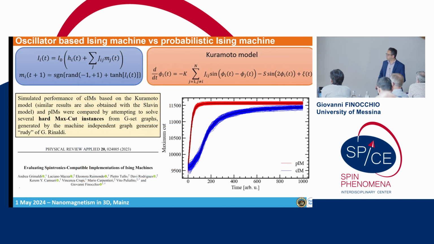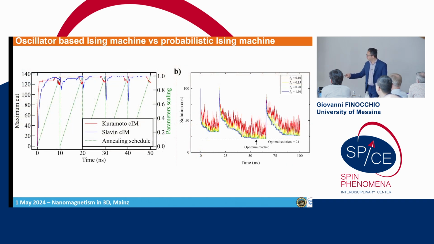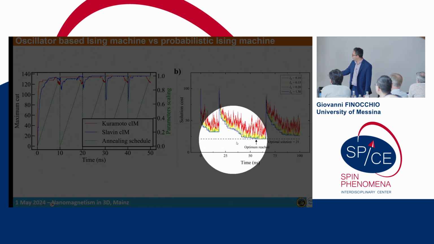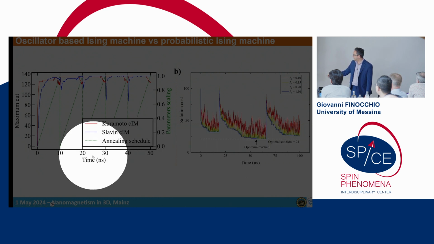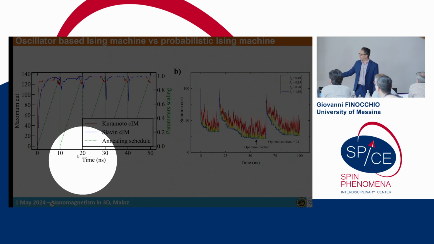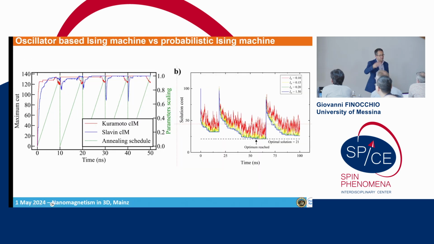Then you can compare this with probabilistic computing, so you can create a collective Ising machine. And if you look at the time scale of the solution, you approach the solution at the nanosecond scale. In particular, the dynamical systems can go much faster because they are linked with the intrinsic oscillation of the spin oscillator. So this is the last slide of my tutorial.